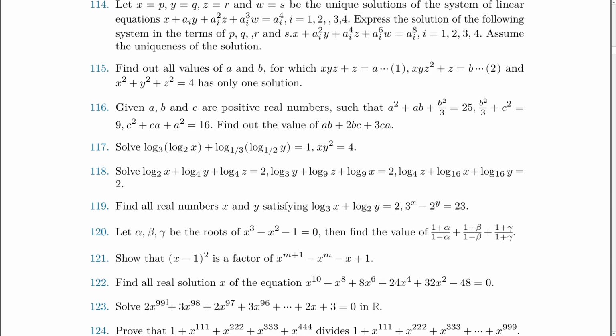Now we move on to question 123. Solve 2x to the power 99 plus 3x to the power 98 plus 2x to the power 97 plus 3x to the power 96 and so on up to 2x plus 3 is equal to 0 in the set of real numbers.